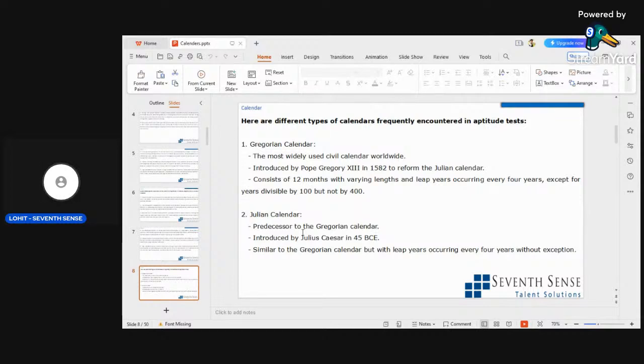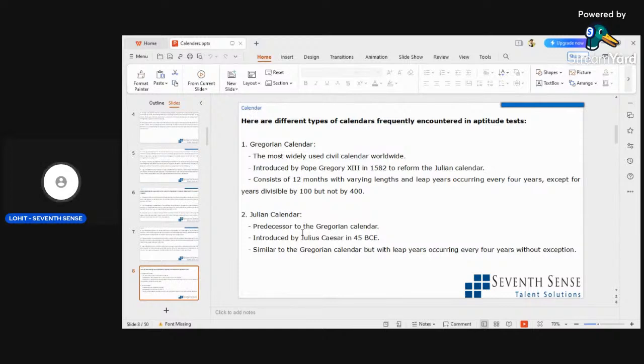The first is the Gregorian calendar, which is mostly used as the civil calendar worldwide. In different countries they used it, but the point where they left the previous calendar was in 1582, to reform the Julian calendar. Then next we have the Julian calendar also, which was introduced in 45 BC. Okay, there they used this Julian calendar.